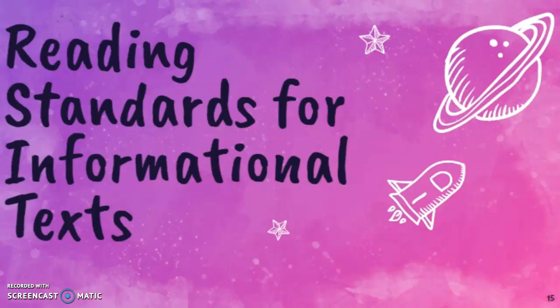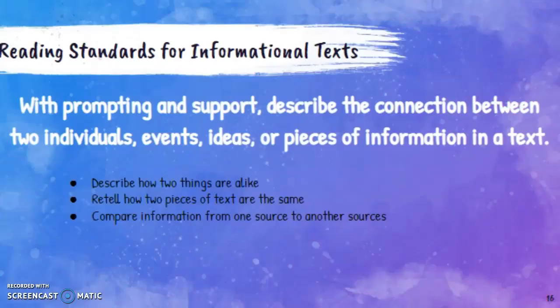Reading standards for informational texts. Many of these standards are the same, so I have skipped over them. The only difference is, rather than working with fiction or poetry, these are all about nonfiction texts. With prompting and support, describe the connection between 2 individuals, events, ideas, or pieces of information in a text. Your child will be able to describe how 2 things are alike. They will retell how 2 pieces of text are the same, and they will compare information from one source to another source.